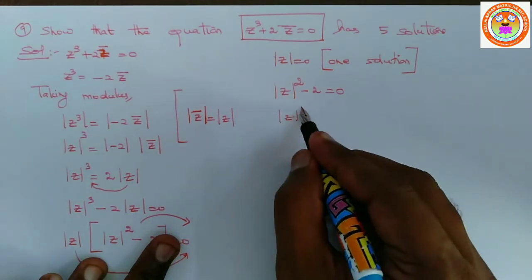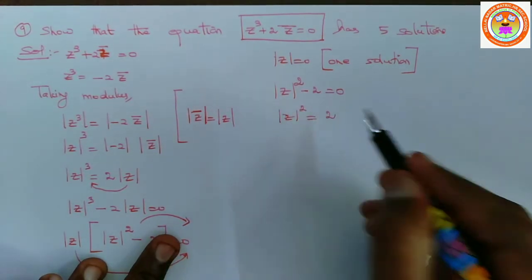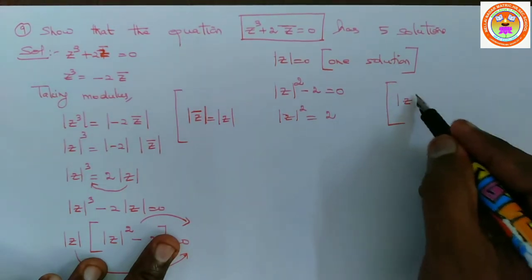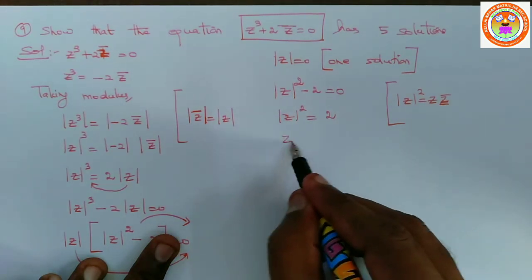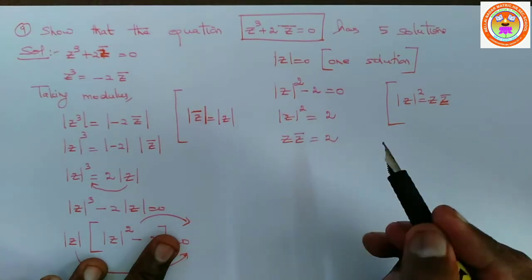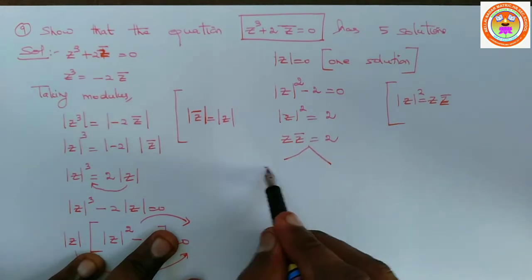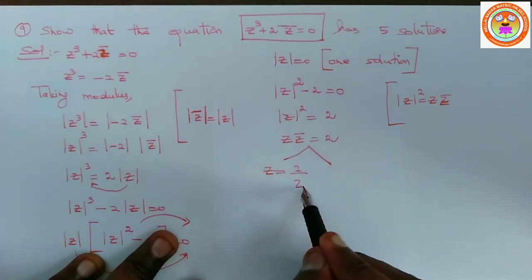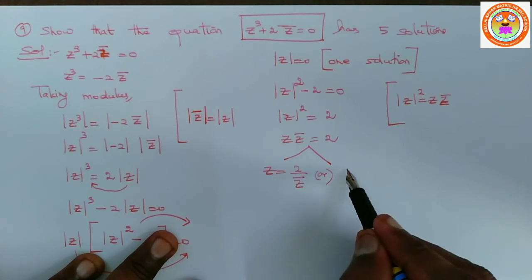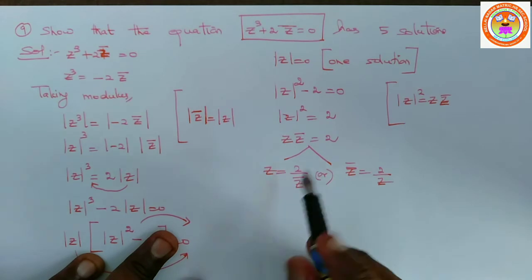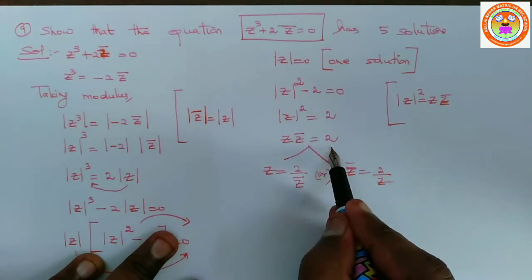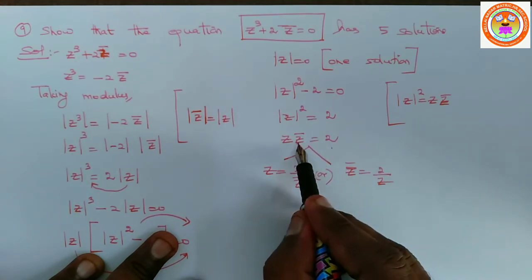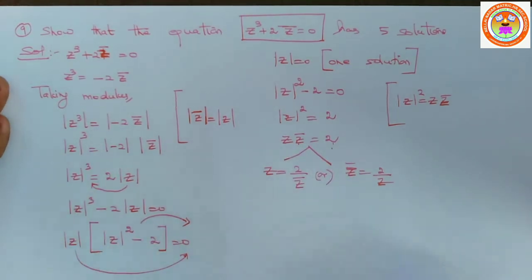Modulus of z square minus 2 becomes plus 2. We know one formula: modulus of z square is nothing but z times z bar. So z times z bar is equal to 2. From this we can derive in 2 ways: z is equal to 2 by z bar, or z bar is equal to 2 by z. Which one can we use? That one we can take: z bar is equal to 2 by z.